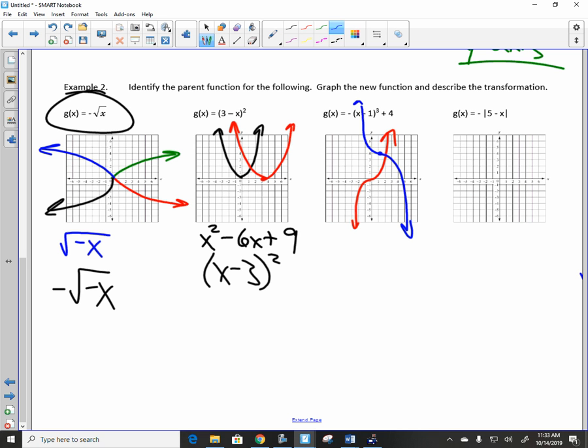What would you plug in to make 0? 5. So it moves it right 5. Negative on the outside creates a vertical flip.